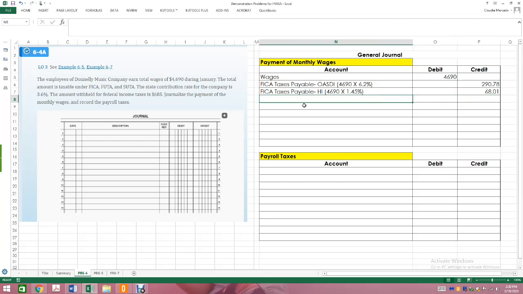Okay. The next thing we deduct from our employees' paychecks is federal income taxes. Okay. This is your federal withholding. So we have employees' federal income tax payable. Now, here I'm just going to put a little note. They went ahead and gave you the amount. Federal income taxes, $685. So I'm going to put that this is given. That way you know that I didn't calculate it. It was given in the problem. So they've calculated that the employees are going to be withheld $685 of federal.